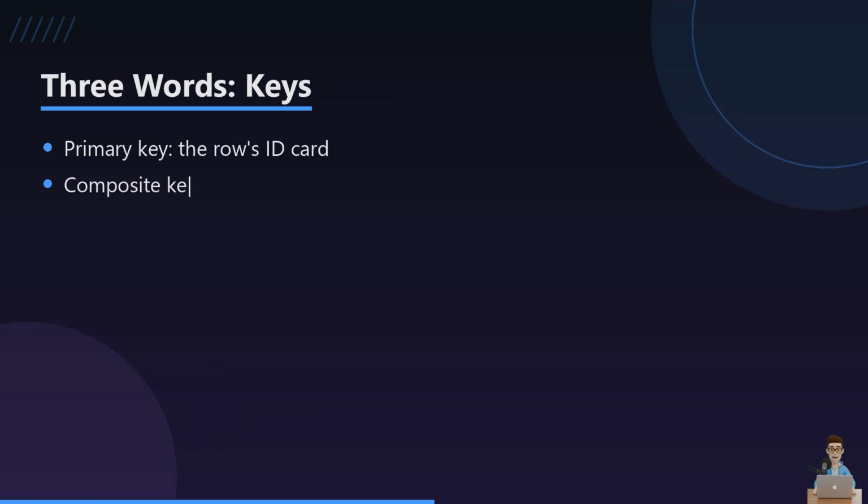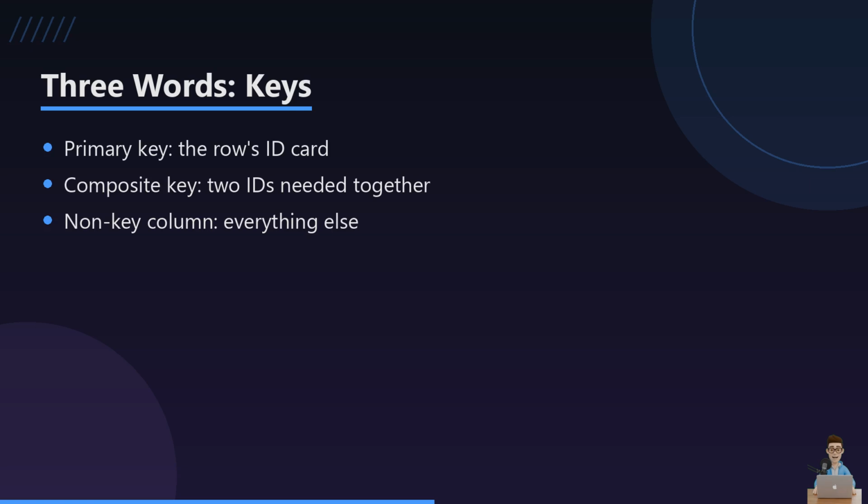Think of a key like the ID card that proves which row you mean. A primary key is one column that names a row on its own, like a student ID. Sometimes it takes two columns together to be unique, like seat plus flight number, and that pair is a composite key. Everything else is just a non-key column, plain data riding along. Hold on to these, the next two rules are entirely about keys.